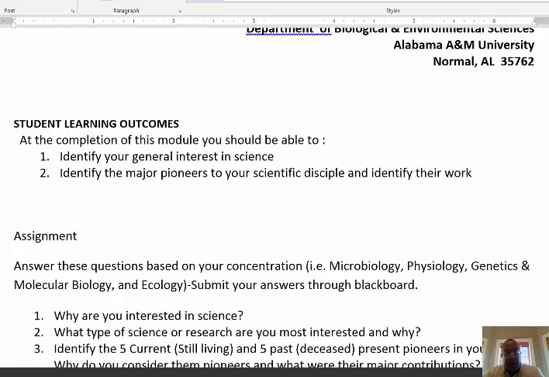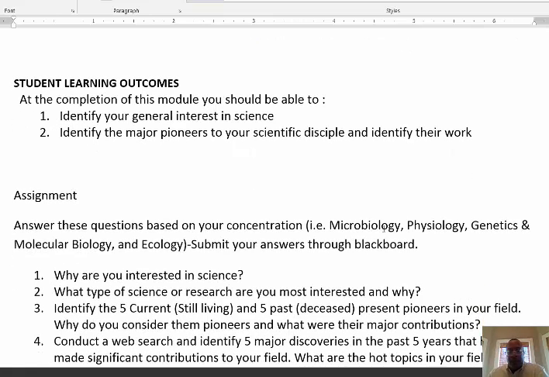All of you are biology majors, and you have a concentration. So when you're identifying major pioneers in science, concentrate on those scientists that are associated with your concentration. Some of you are microbiology, some physiology, some genetics, and some molecular biology. Some of you may also be ecology. So you want to concentrate on identifying the pioneers in those particular areas, and then you'll answer the questions below based on the concentration that you are assigned to.